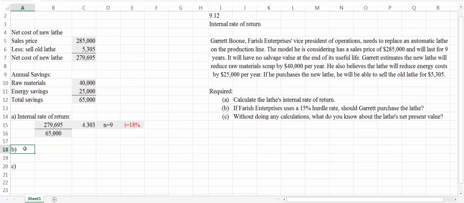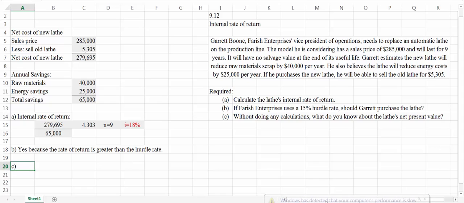Okay, so next, if Farish Enterprises uses a 15% hurdle rate, should Garrett purchase the lathe? All right, so the rule of thumb here is we want our internal rate of return to be equal to or greater than our hurdle rate. So the answer is going to be yes, we are going to purchase the lathe because the rate of return is greater than the hurdle rate. Okay. Remember, with internal rate of return, you compare your answer to the hurdle rate.